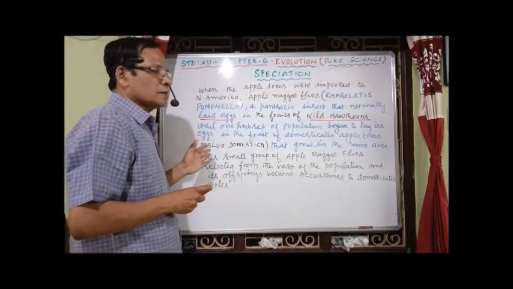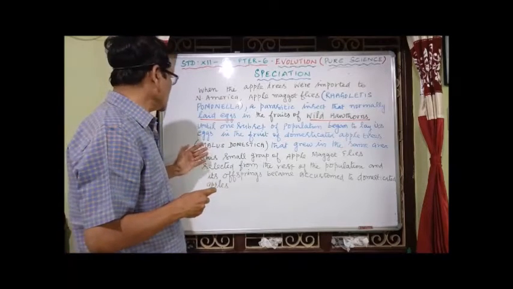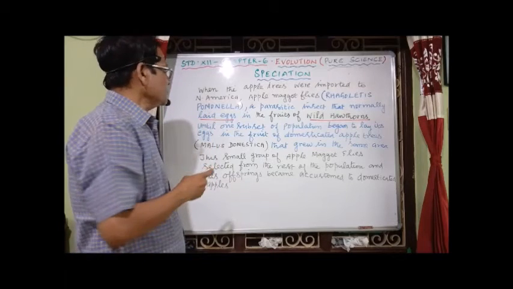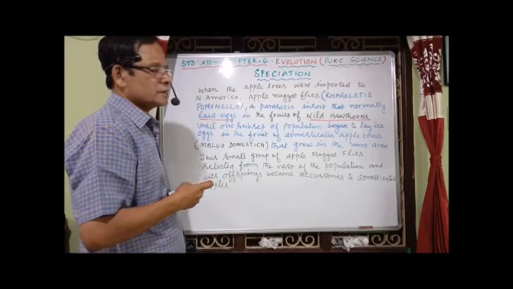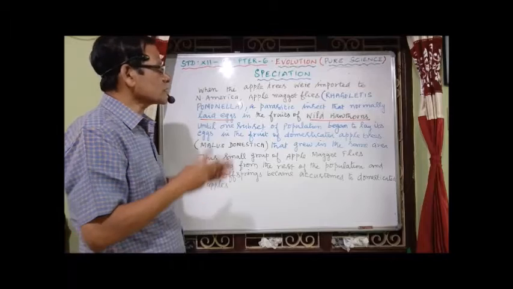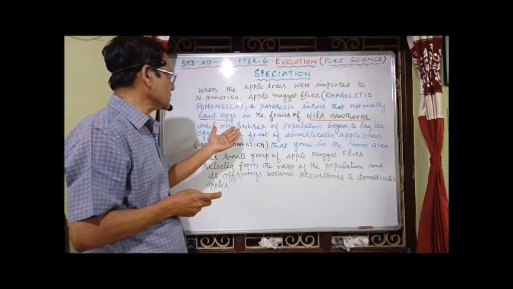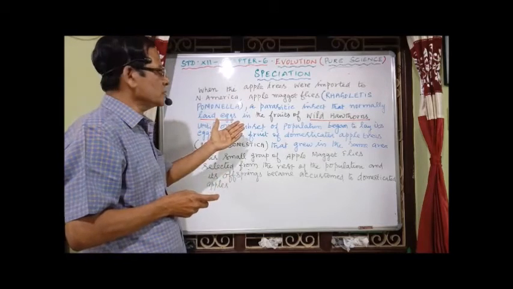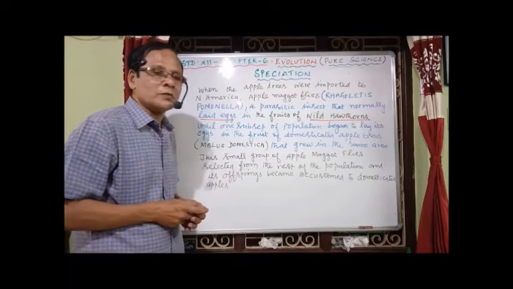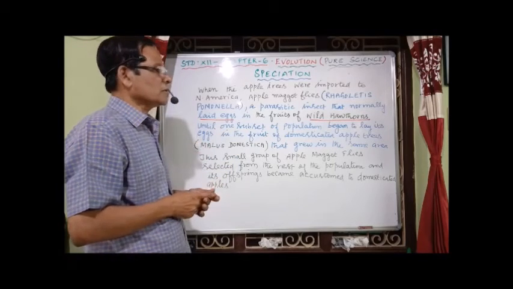Until how long? Until one subset population began to lay its eggs in the fruit of domesticated apple trees. So, to begin with, we have apple maggot flies that normally lay their eggs in wild hawthorns, until one subset of the population, that is a subpopulation of this group, began to lay eggs in the fruit of domesticated apple, Malus domestica, that grew in the same area.